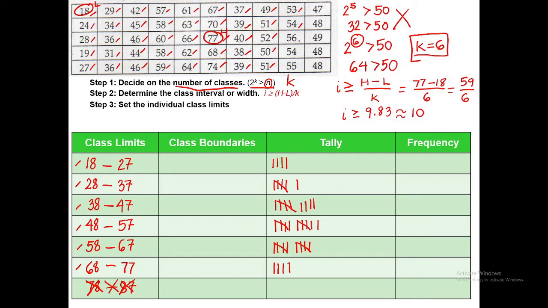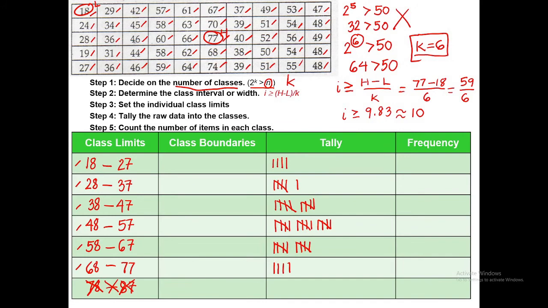So, these are okay. And we have 47, 48, 49, 48, 47. 47, 48. Where's 48? It's here. 49, 48, and 48. So that's step number 4. Let's go to step number 5.